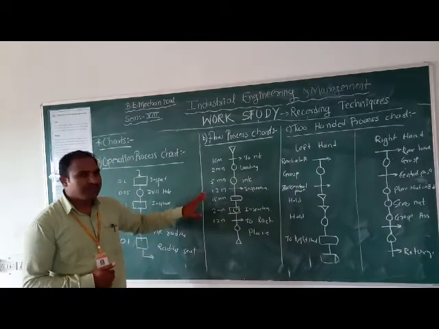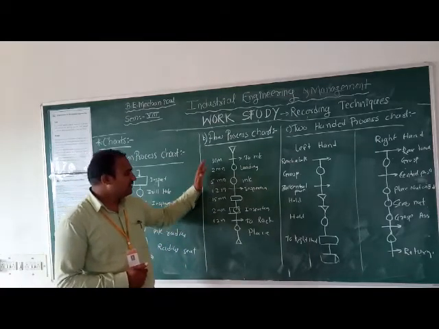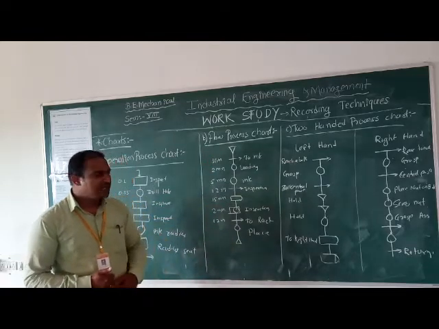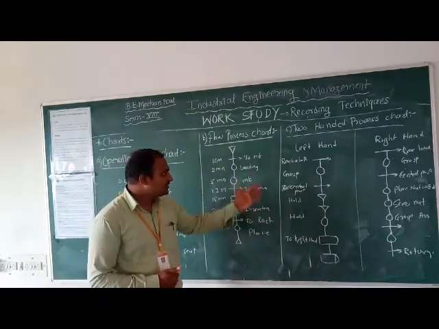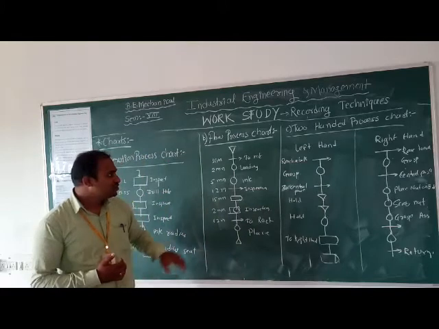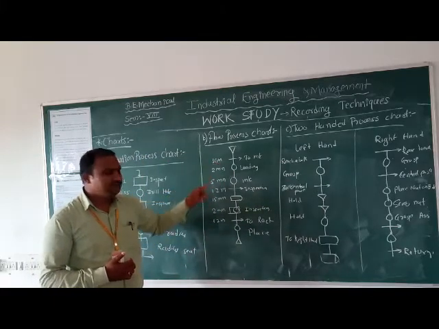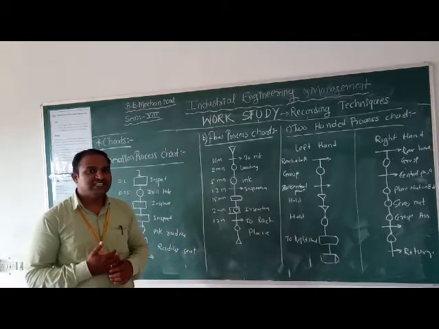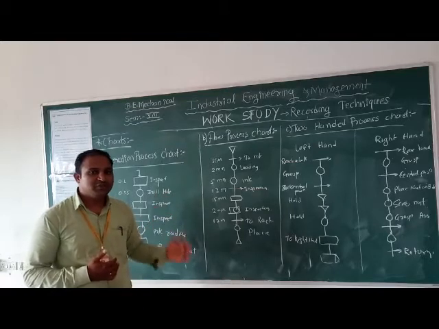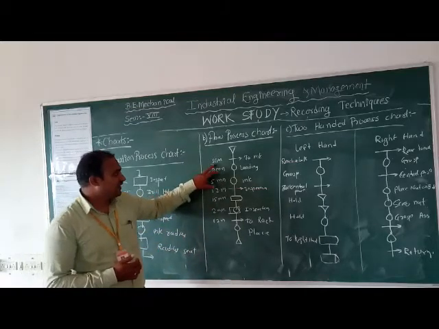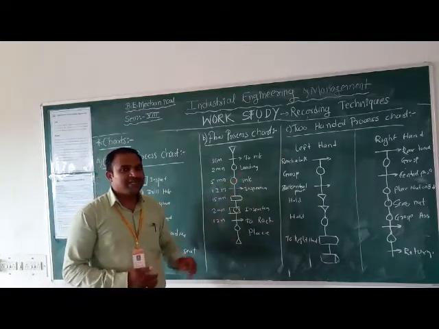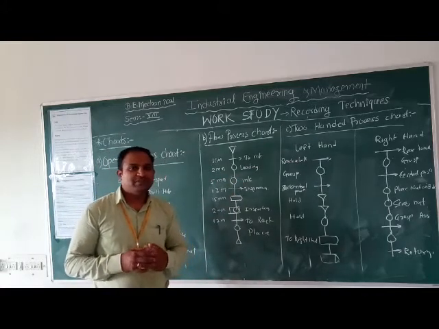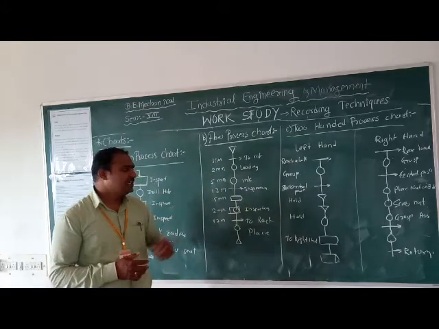So take the example: on the left hand there is the activity time, and on the right hand there is a description of activities. First, 10 meters, it is the transportation of material from storage to machine. It requires 10 meters. Then the loading activity, to load the component on the machine, requires 2 minutes.